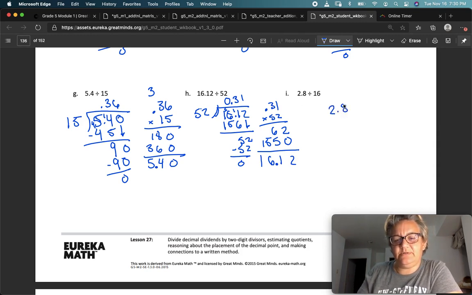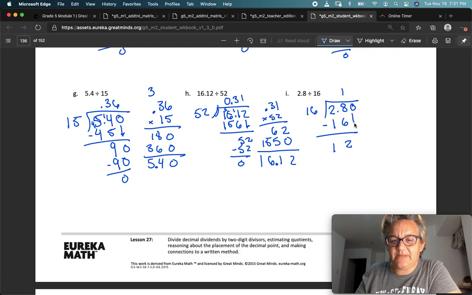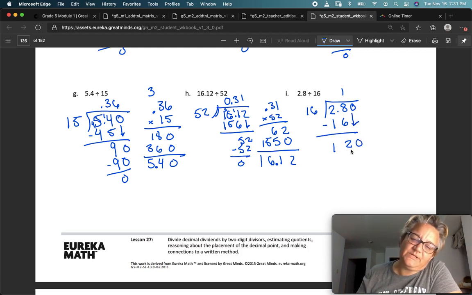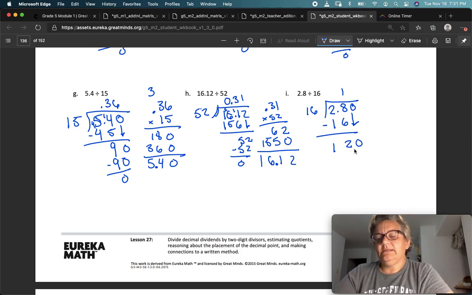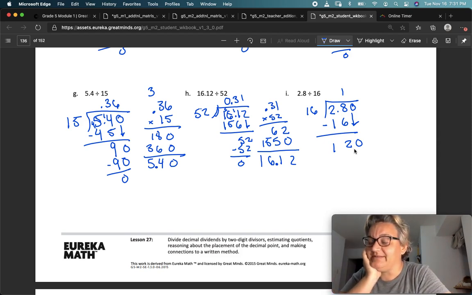Okay, now 2 and 8/10 divided by 16. Well, 16 times 2 is 32, so that's not enough. So just 1 time. Okay. Now I'm going to put a 0 in my hundredths place, bring that down. 16 into 120. Let's see. 15 would go into 120 evenly. It would go into 120 almost evenly.